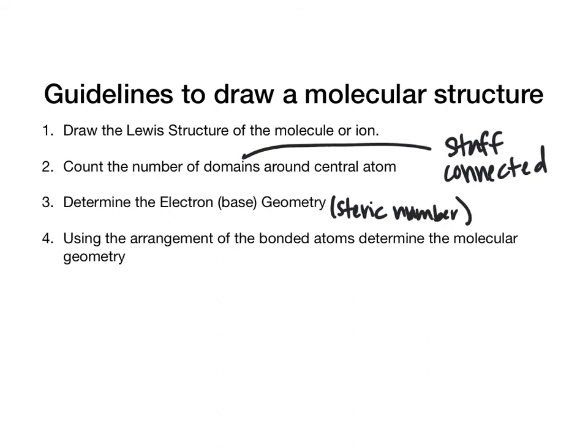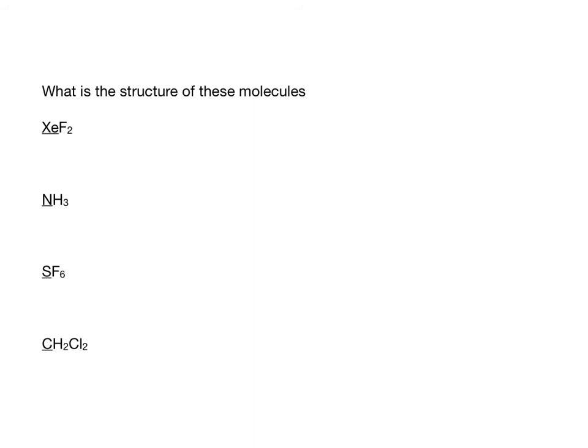And so then we're going to use the arrangement of the bonded atoms to determine the molecular geometry. So let's work some examples. We have these 4 examples, and what we're going to do is just start.